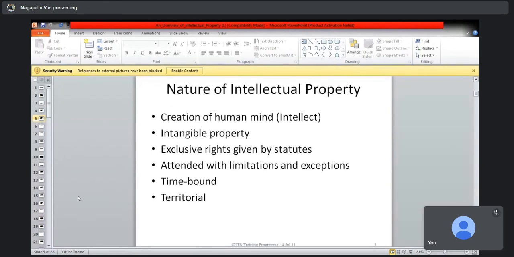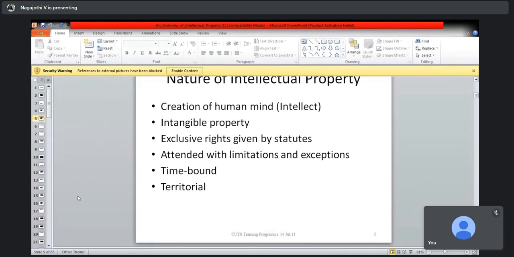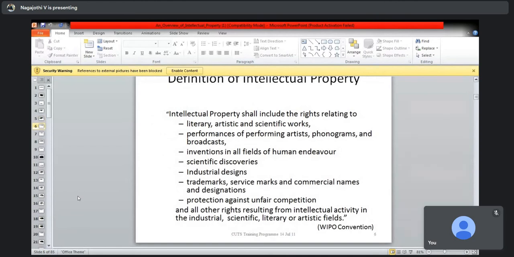Then number two, we are going to see the next area, the definition of intellectual property. Intellectual property shall include the rights relating to literary, artistic, and scientific works, performance of performing artists, phonograms, and broadcasts, then inventions in all fields of human endeavor, then scientific discoveries, then industrial designs, trademarks, service marks, and commercial names and designations. Then protection against unfair competition and all other rights resulting from intellectual activity in the industrial, scientific, literary or artistic field, we call it intellectual property.